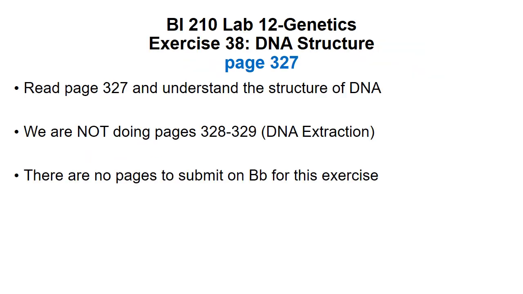Exercise 38, DNA structure, page 327. Read page 327 and understand the structure of DNA. We are not doing pages 328 through 329, the DNA extraction. That is something that's difficult to do if you're not physically in the lab. There are no pages to submit on Blackboard for this exercise. Just read the few paragraphs on the structure of DNA.